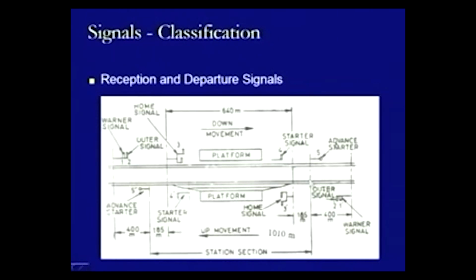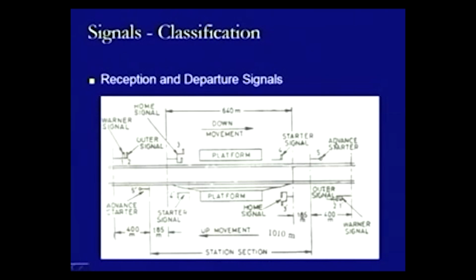So, in this case, if we look at the station section, then the station section will start from this advanced starter to this advanced starter, or from this outer signal towards the other side's outer signal. That is what we can have.